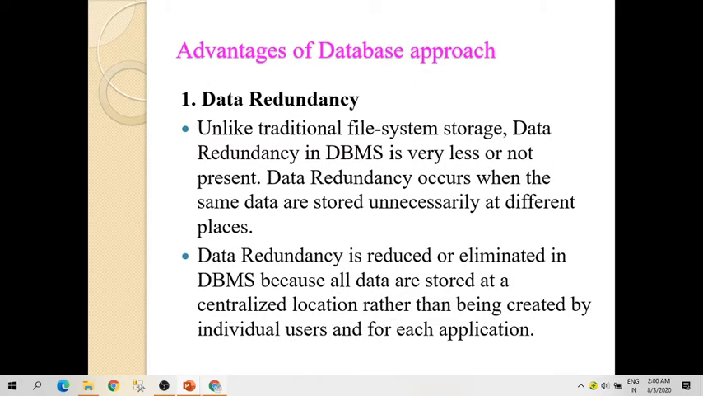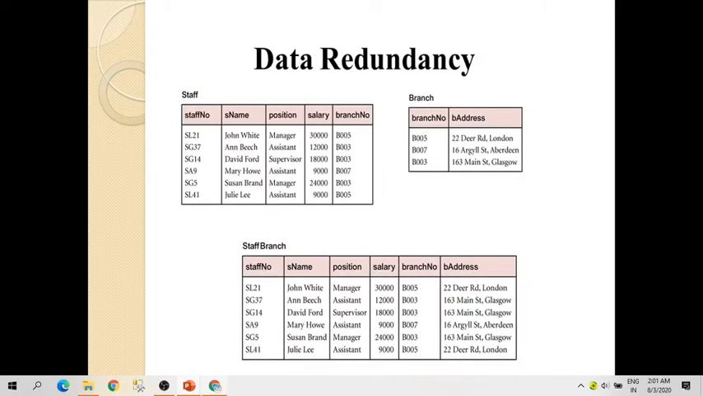It's data redundancy. Unlike traditional file systems storage, data redundancy in DBMS is very less or not present. Sometimes it will be there. Data redundancy occurs when the same data are stored unnecessarily at different places. For example, look at these tables here.